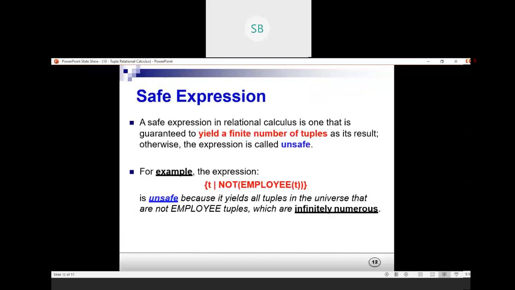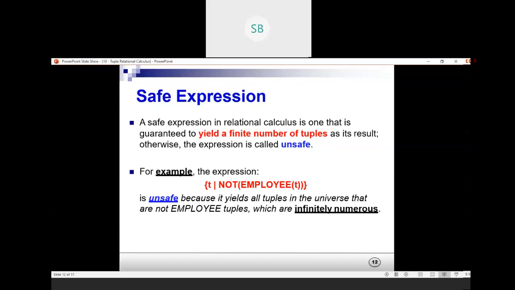Now let's move to today's topic, that is the safe expression. So what is a safe expression? Just go through the definition. A safe expression in relational calculus is one that is guaranteed to yield a finite number of tuples as its result. Otherwise, the expression is unsafe. So when you are sure that a relational calculus expression will retrieve a finite number of tuples, finite meaning you can count that number of tuples, it is safe.